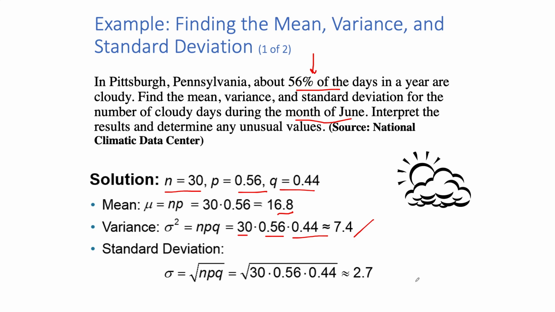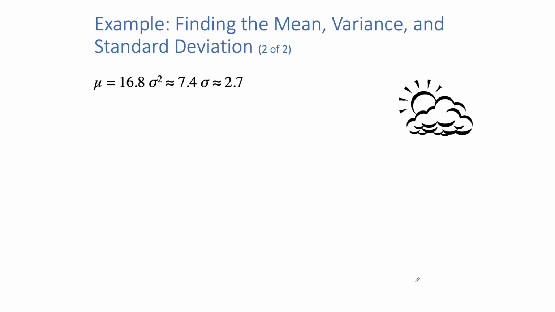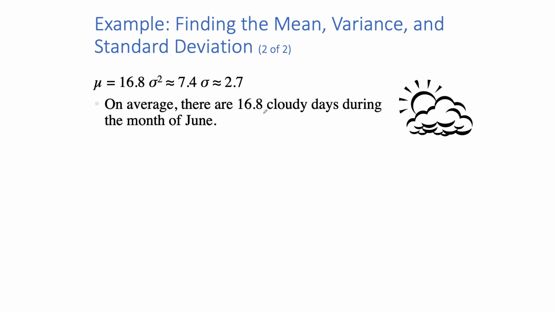Now interpret the results and determine any unusual values. So what does it mean given the summary statistics we have? The mean tells me that on average there are about 16.8 cloudy days during the month of June, right? That's what this number tells me. On average of the 30 days in June, the average month of June will have about 16.8 precisely, or about 17 cloudy days, right? The standard deviation is about 2.7 days, right?